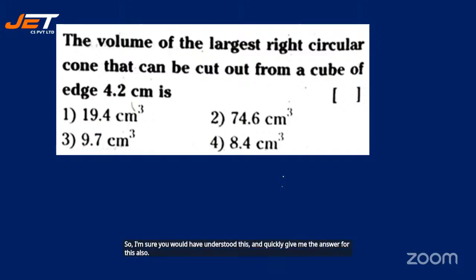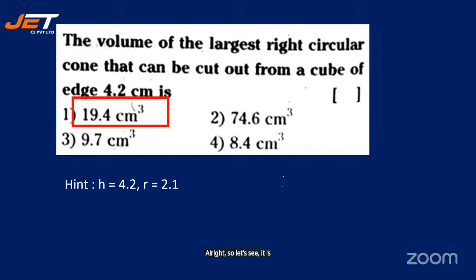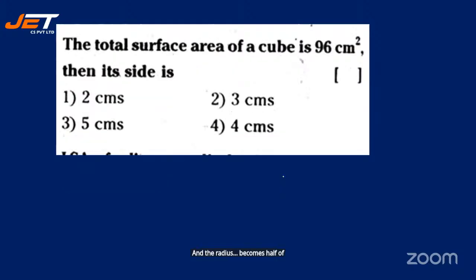All right, so let's see, it is 19.4. Right, so here you can see the height is 4.2 and the radius becomes half of this. Okay, right, see the next question. The total surface area of a cube is 96 centimeter square. Then its side is dash.